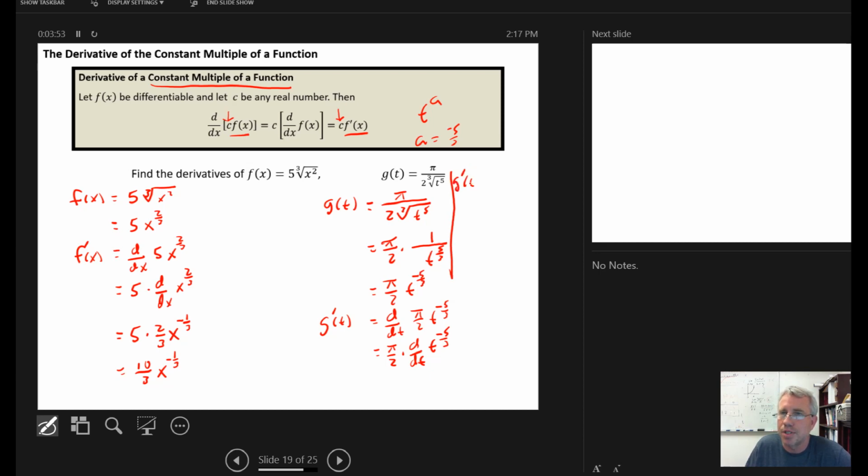So g prime of t equals pi over 2 times, bring the exponent down using the power rule, bring the exponent negative 5/3 down into the coefficient position, and then subtract 1 from negative 5/3. So negative 5/3 minus 1 is going to be negative 8/3. I can simplify things a little bit here. I have negative 5 times pi is negative 5 pi over 2 times 3 is 6 times t to the negative 8/3 is my final result.